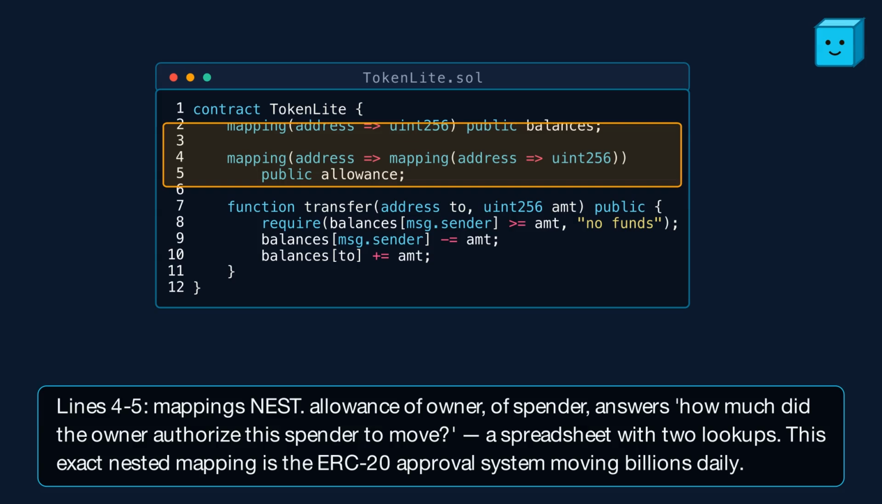Lines 4-5, mappings nest. allowance of owner, of spender, answers how much did the owner authorize this spender to move, a spreadsheet with 2 lookups. This exact nested mapping is the ERC20 approval system moving billions daily.